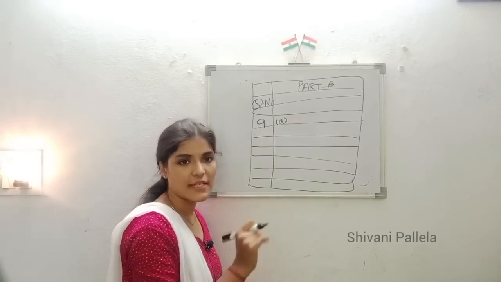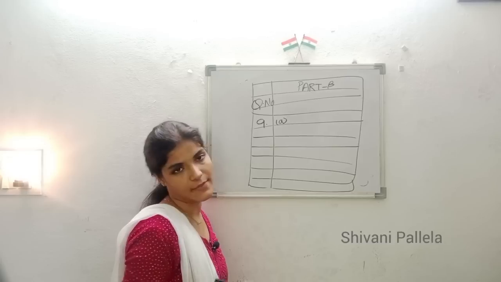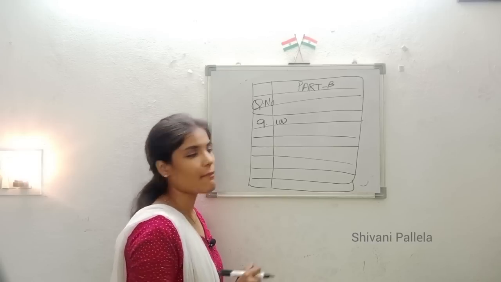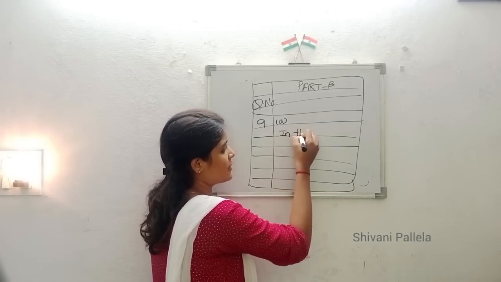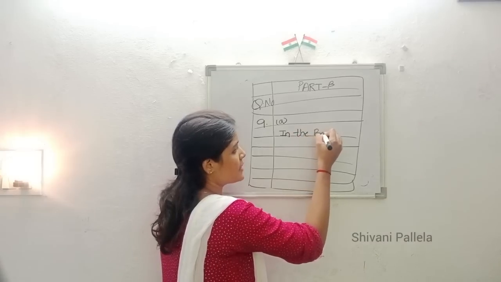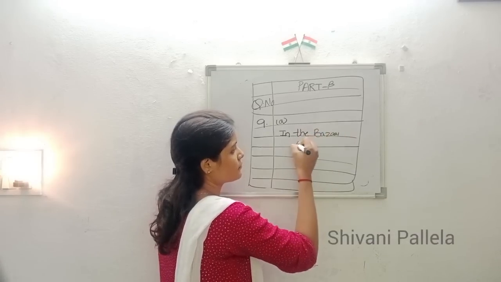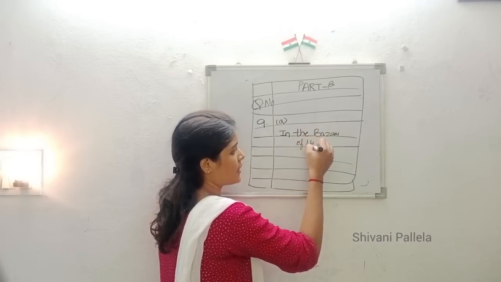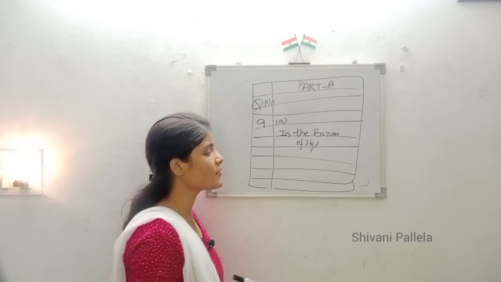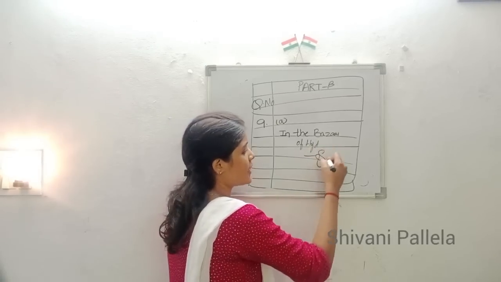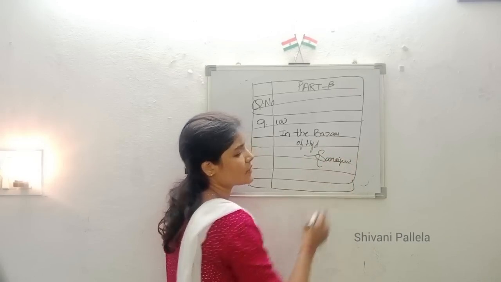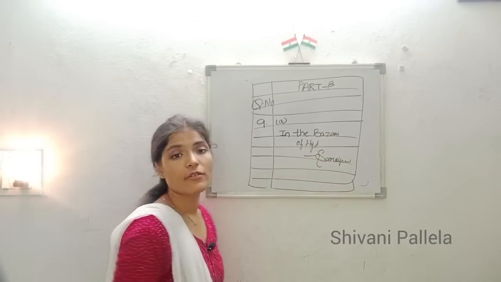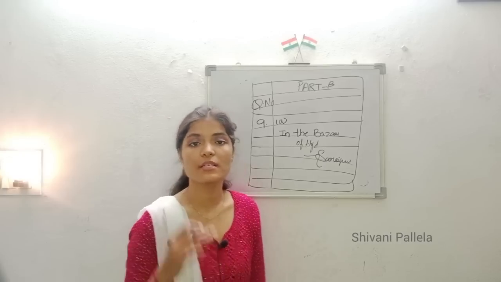For example, in the Bazaars of Hyderabad, you are writing a summary. How should you mention it? Mention the lesson name here: In the Bazaars of Hyderabad. Who was the author of this lesson? Sarojini Naidu. Write like this, Sarojini Naidu, and try to write the answers in paragraphs.